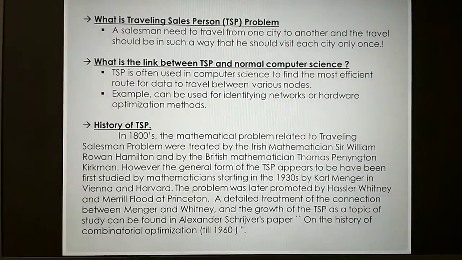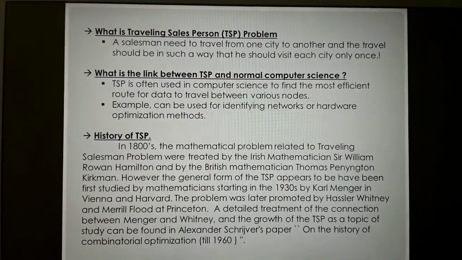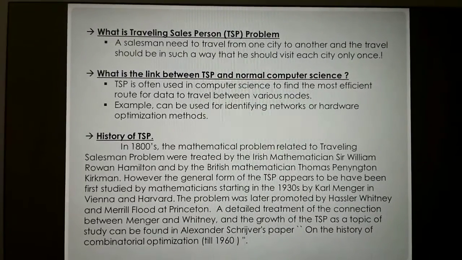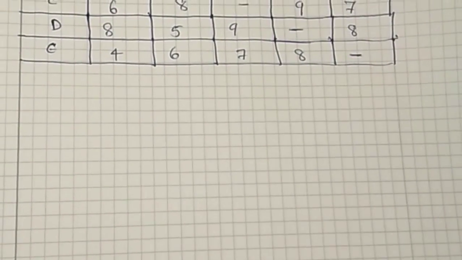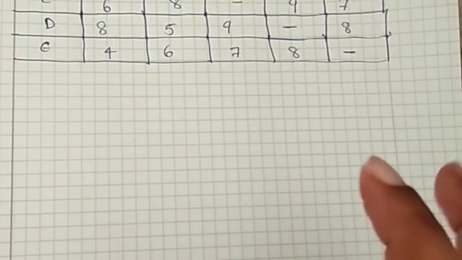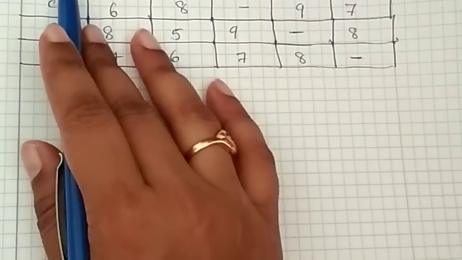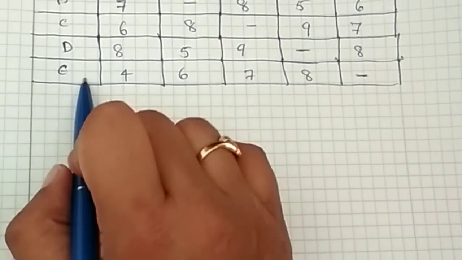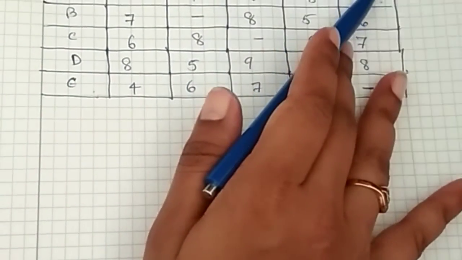Next, the main problem with the traveling salesman with respect to students is solving a problem in an exam, so let us concentrate on that. Let's start that part now. Say you get a graph in your exam. What we need to do is create a matrix out of the graph. I have done this here: A, B, C, D, E are the nodes, and you have to write the same in the column and also in the row.